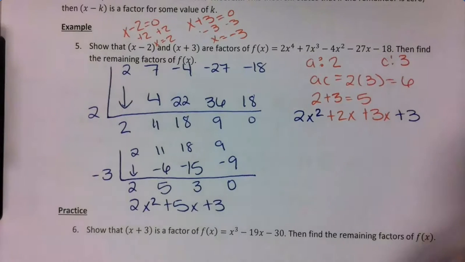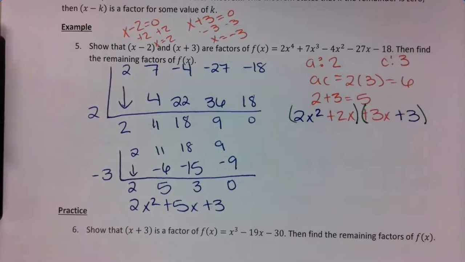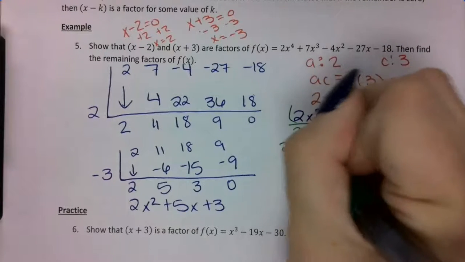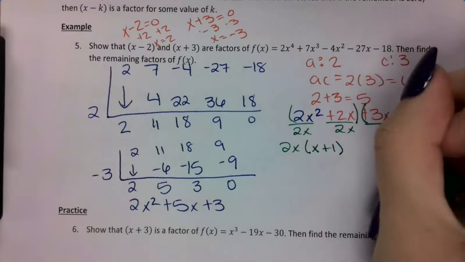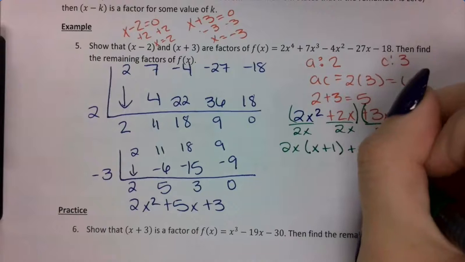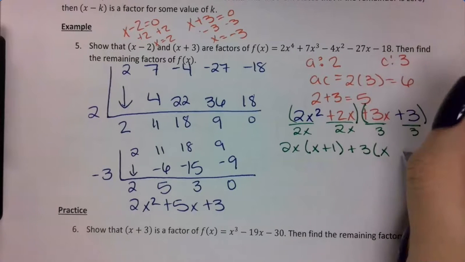And then I want to factor by grouping. So what goes into my first group? 2x. 2x squared divided by 2x. X. 2x divided by 2x. 1. In my second group, what can I pull out? And then 3x divided by 3 is... plus 1.